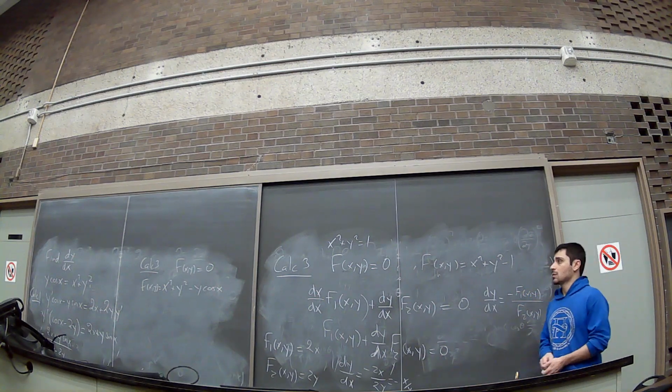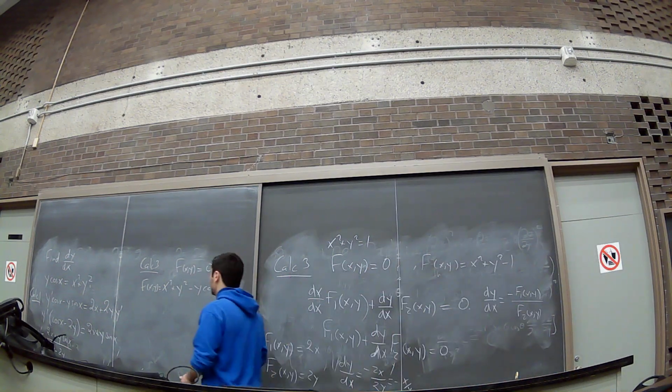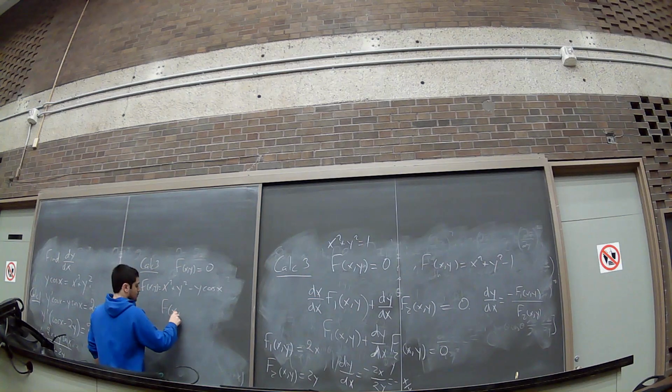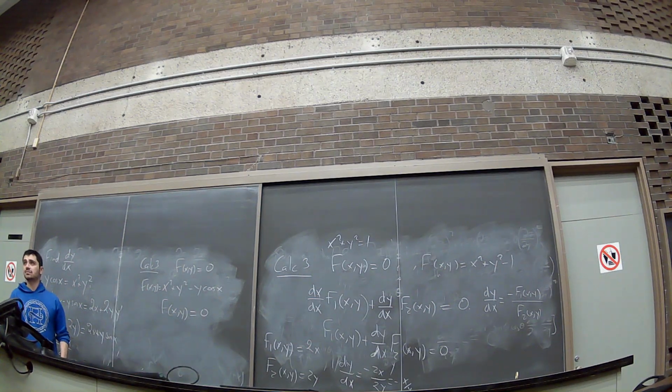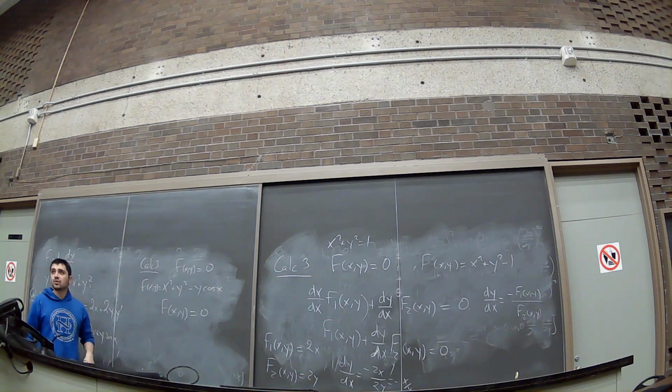Okay, sure. So I have f(x,y) is equal to 0 and you want y as a function of x. Agree or not? Differentiate this with respect to x. What do you get here?